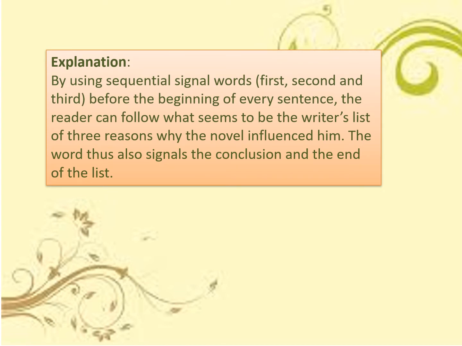So, by using sequential signal words, first, second, and third, before the beginning of every sentence, the reader can follow what seems to be the writer's list of three reasons why the novel influenced him. The word thus also signals the conclusion and the end of the list.